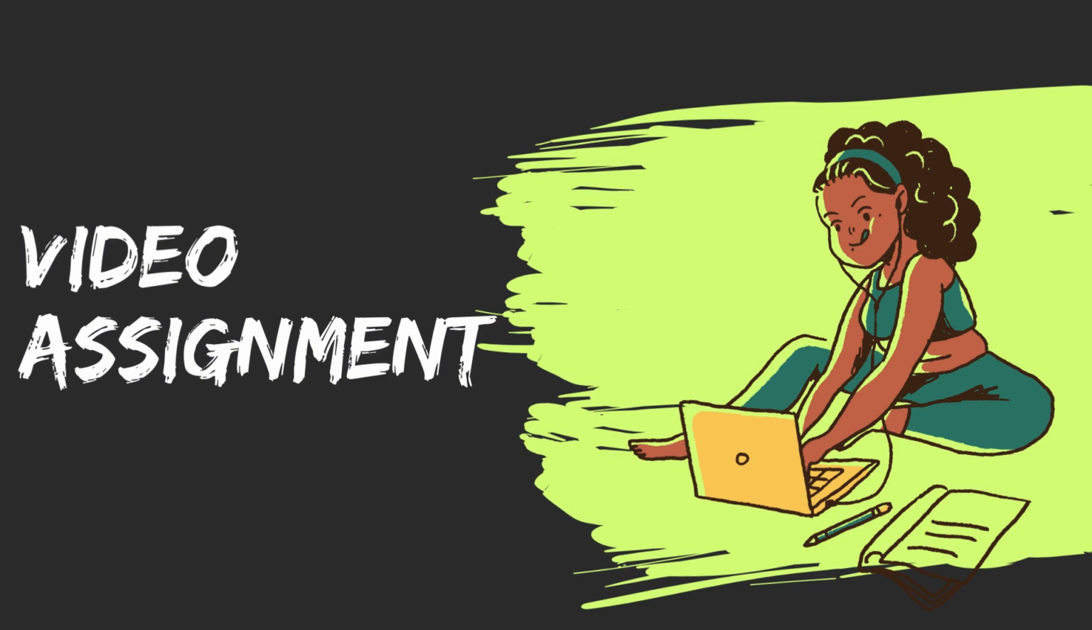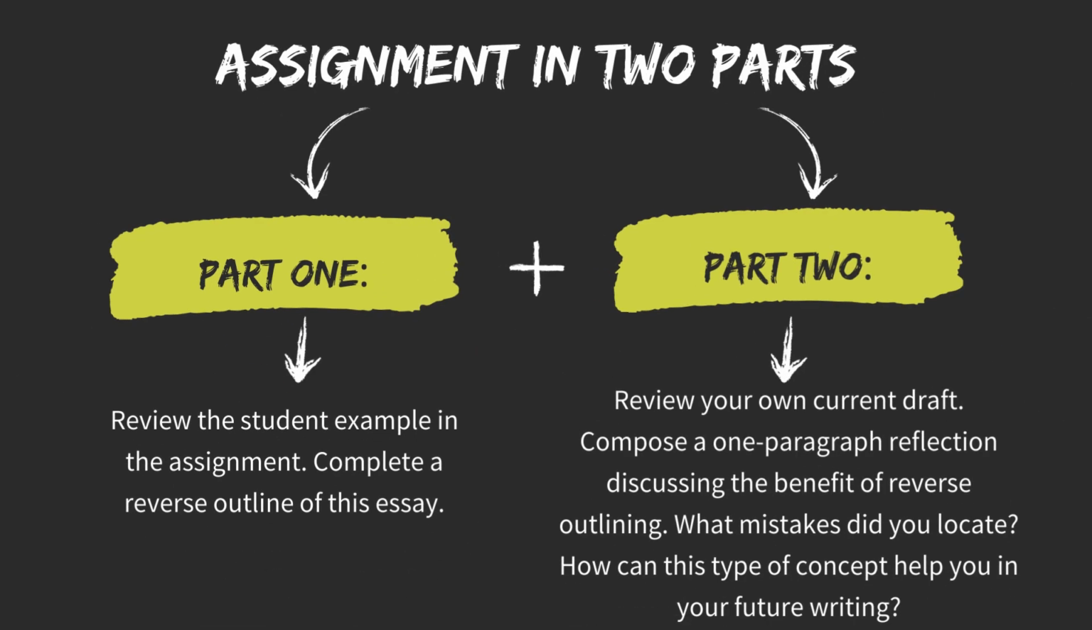So now let's talk about the assignment that I want you to complete for this video. There are two parts. First, I want you to review the student example in the assignment and complete a reverse outline of that essay. So you're going to complete a reverse outline that looks like a formal outline, and you're going to use some abbreviations, and you're going to show where they have evidence, their hook statements, their background, their thesis, their topic sentences, their transitions, their conclusion, their restatement of their thesis, all the things that belong in that formal outline. You're going to show me that they've done that in the student example.